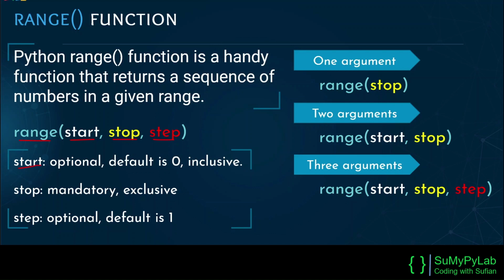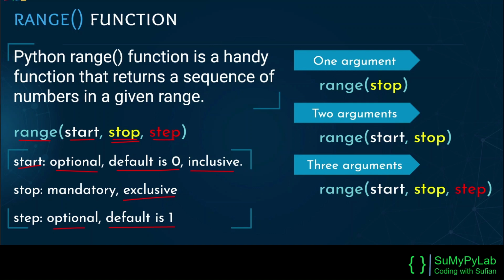Start is optional and the default is 0, and it is inclusive. That is, the range will start from 0. Stop is mandatory, but it is exclusive. That is, the number that is used as stop will be excluded from the range. And step is also optional, and if we omit it, the default is 1.